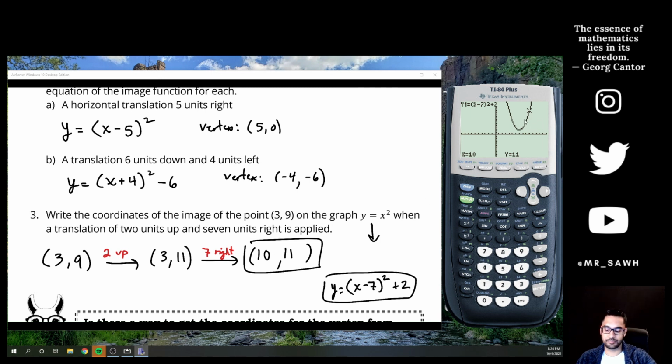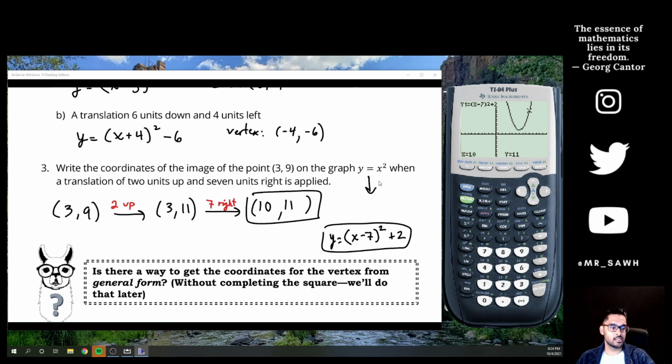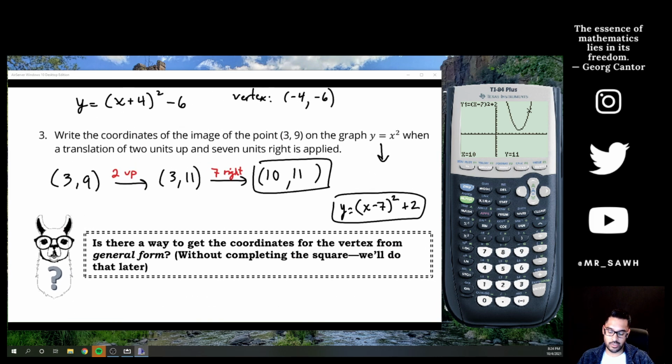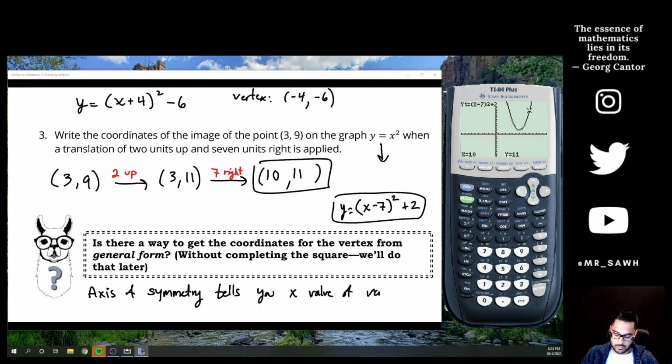Okay, all looks good. Is there a way to get the coordinates for the vertex from general form without what's called completing the square? We will do that a little later. And one of the ways you can do this, well, really the only way you can do this, is if you know where the axis of symmetry happens to be. Because if you know what the axis of symmetry is, it tells you the x value of the vertex.